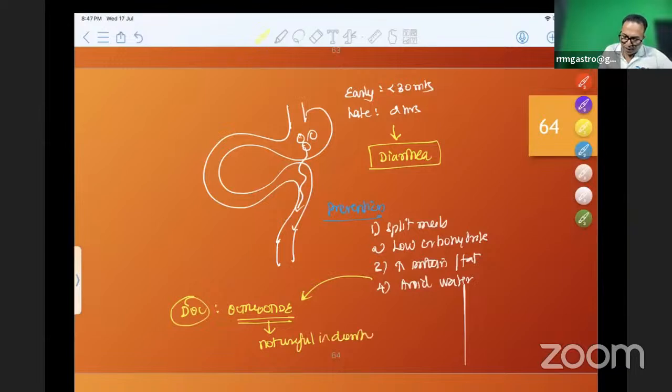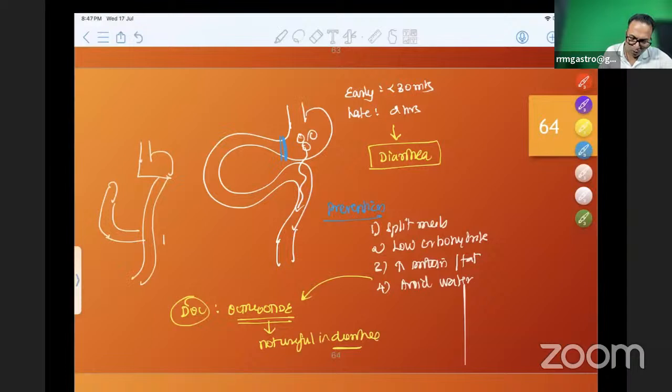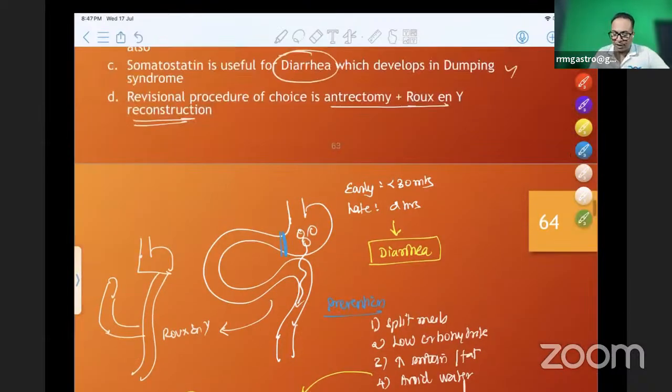So not useful in diarrhea. That is the point. So when such dumping syndrome happens, one of the operations we do is we convert this GJ to a Roux-en-Y type of operation. This is Roux-en-Y. You convert this to Roux-en-Y if the patient is not responding. Split small meals, low carbohydrate diet, increase protein and fat diet, avoid water is a rule.